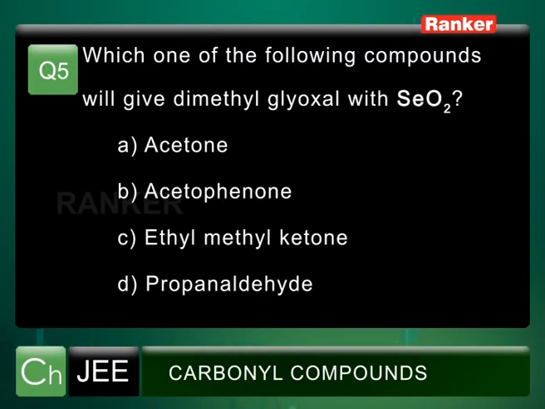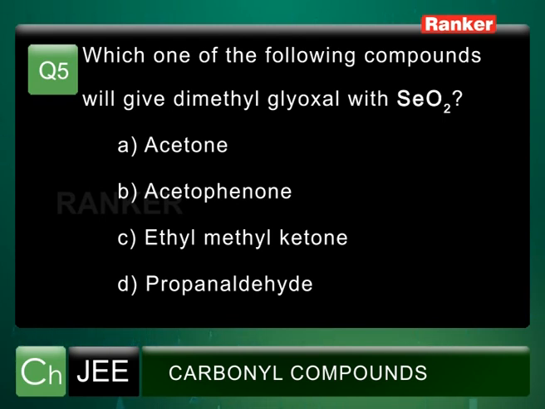Which one of the following compounds will give dimethyl glyoxal with SeO2, that is selenium dioxide, an oxidizing agent. Generally, if a carbonyl group is already there, side by side you will get another carbonyl group. If alkene is there, you will get allylic hydroxylation also. But in the question, you see, options are given: acetone. Acetone will give one carbonyl group side by side, means methyl glyoxal is formed.